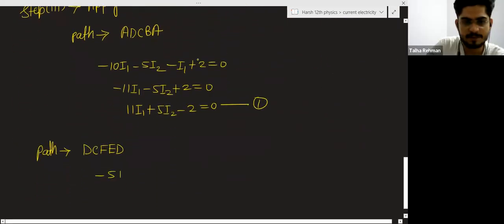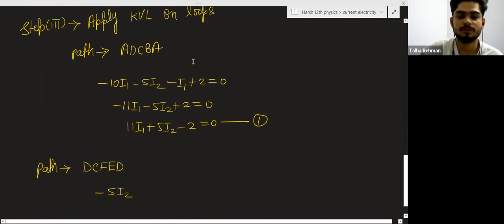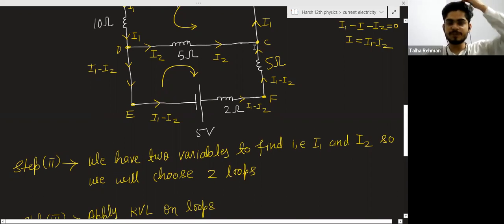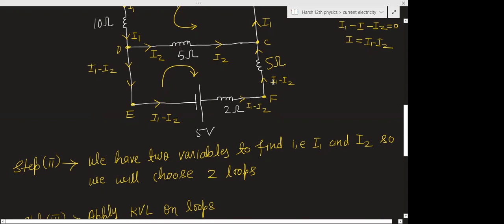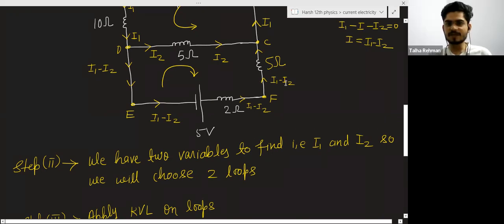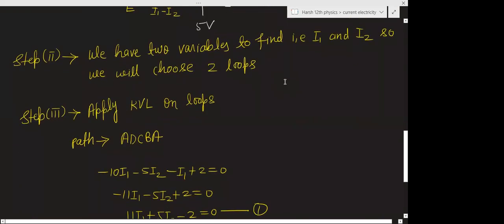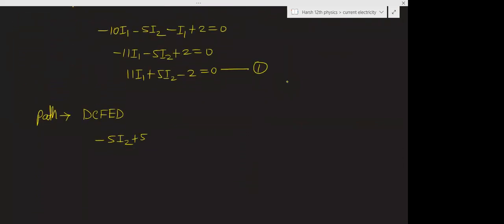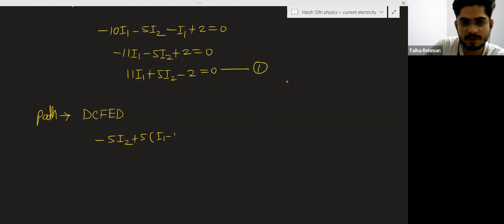So minus 5 I2. Now from C to D, we are moving in the opposite direction of current. Current is in this direction and we are moving in this direction. So what will we write? Plus 5 times (I1 minus I2).